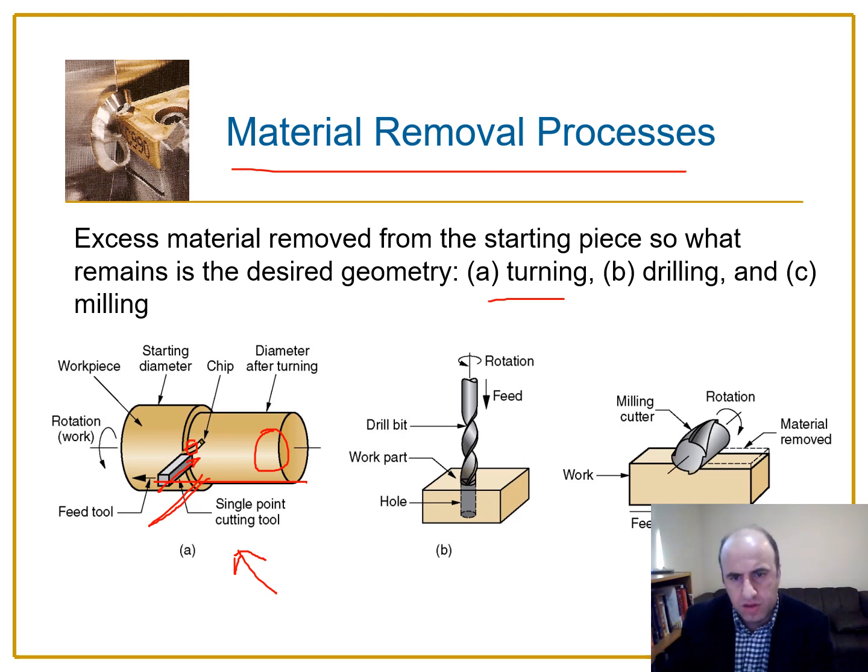And the other process is drilling, where we have a drill bit that is going to make a hole in the solid part. The next one is milling. In the milling process, the tool bit is going to be rotated. It can be rotated horizontally, or it can be rotated vertically, and the part is going to be fixed, and mostly the tool is going to be moved throughout the workpiece surface.